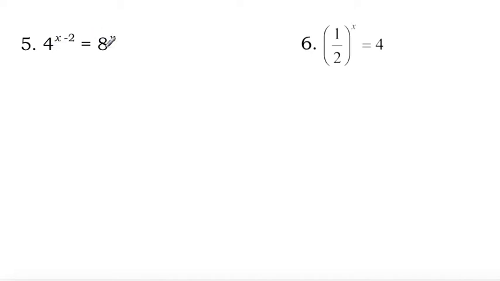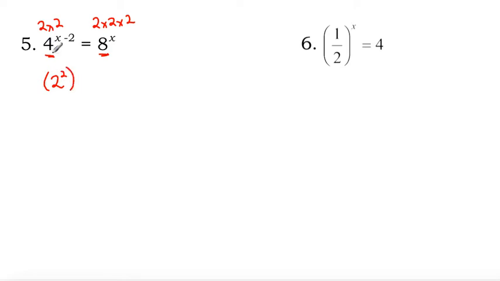So we need to be able to write both of these numbers. So in this case, we have to change the 4 and the 8. Here, remember, the 4 is the same as 2 times 2. And here, the 8 is the same as 2 times 2 times 2. So we can write both of them as powers of 2. I'm going to put it in brackets to start with.